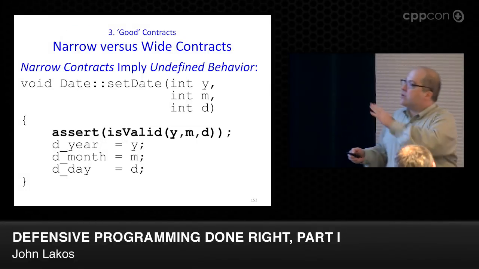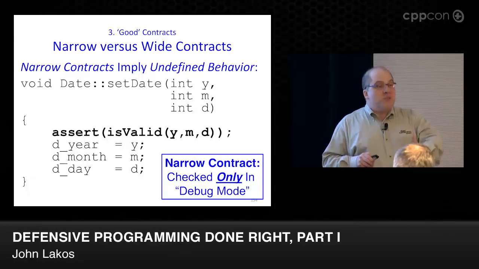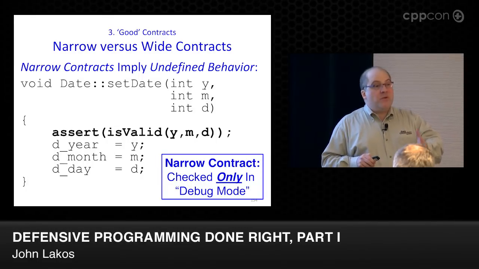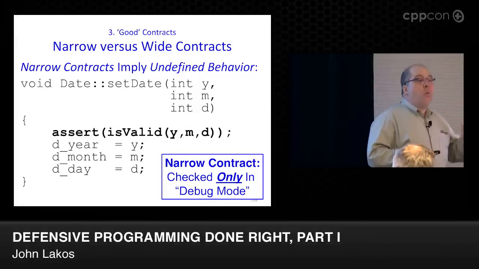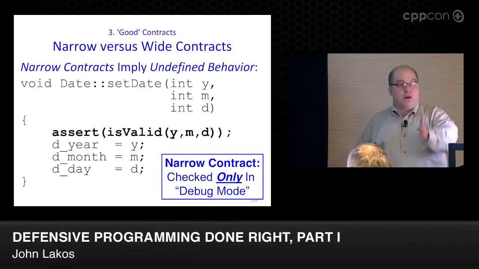So you see that's very expensive. In a narrow contract, it's checked only in debug mode. But if we make it a wide contract, it's checked every time because when you don't know if the date is valid, you must check it. And if you do know the date's valid, you don't want to check it in case you're wrong. Now, that's kind of weird. If you know it, don't check it. If you don't know it, you must check it.